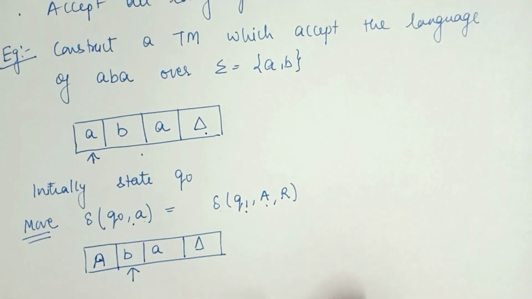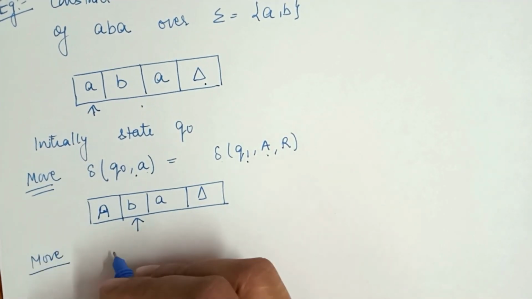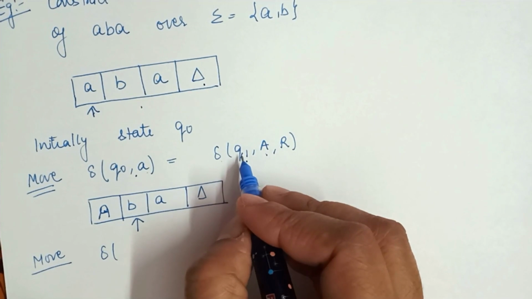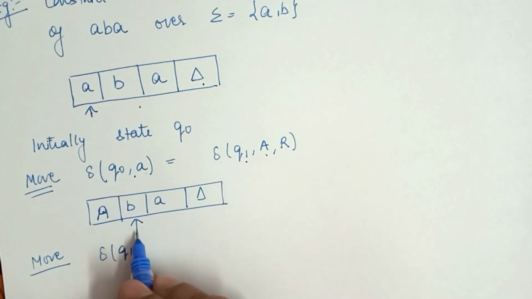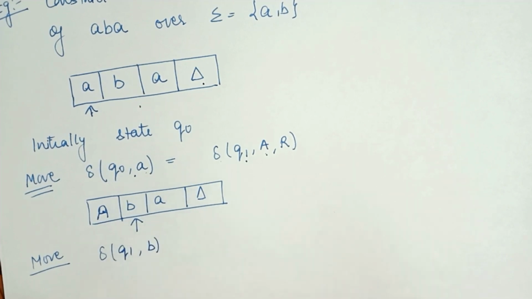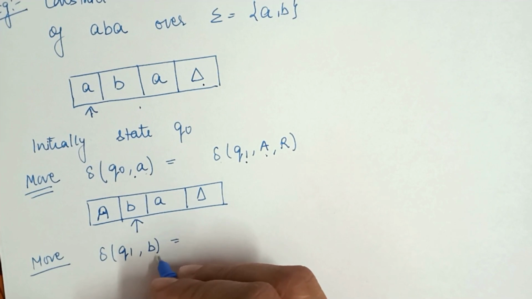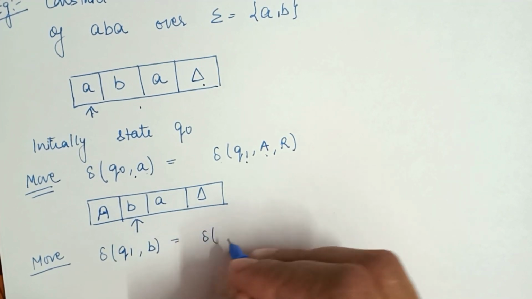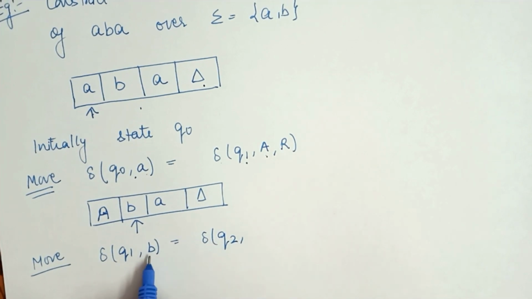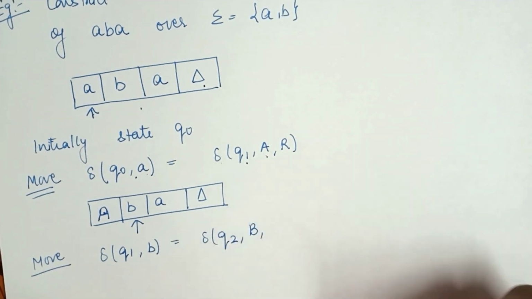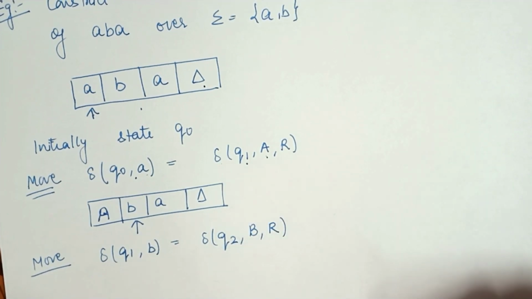Now the next move is: we are in state Q1 with the tape head pointing to input symbol b. So it moves to the new state, that is Q2. Now this small b is replaced by capital B, and we move right on the input tape.